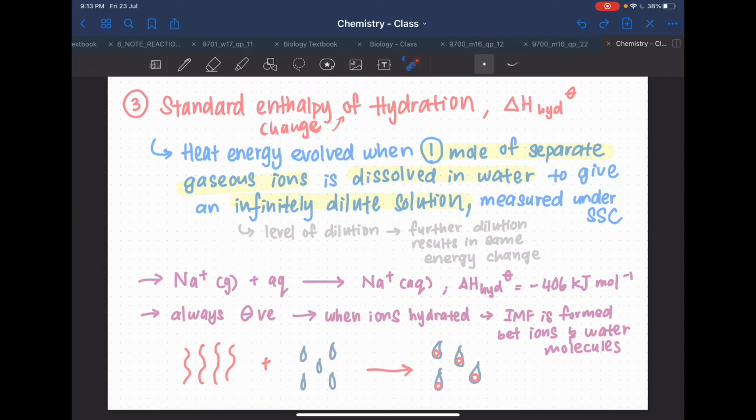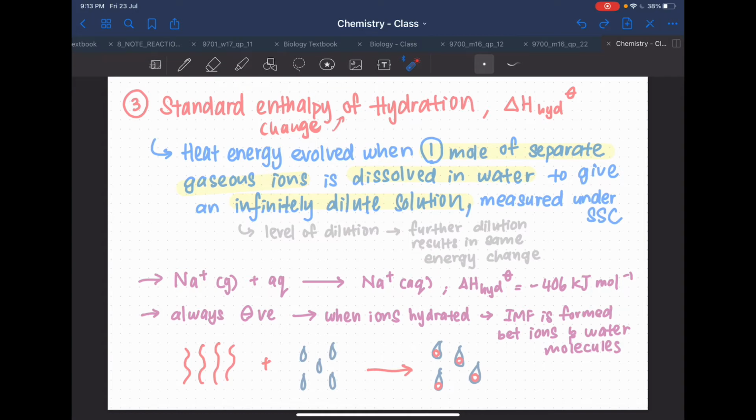Third is the standard enthalpy change of hydration, which is the heat energy evolved when 1 mole of separate gaseous ions is dissolved in water to give an infinitely dilute solution measured under standard state conditions. An infinitely dilute solution is basically a solution that is so dilute that even further dilution of that solution would give the same energy change.